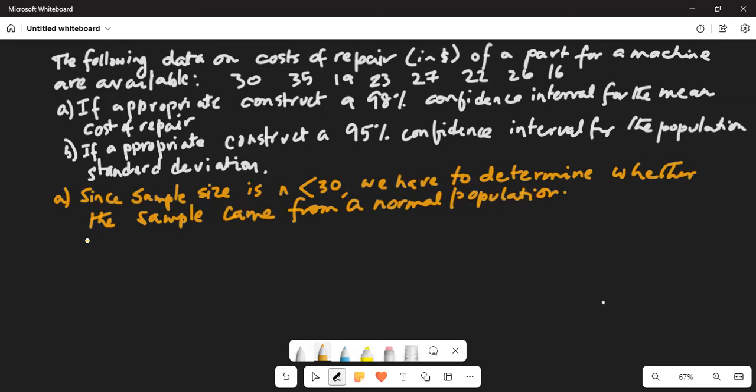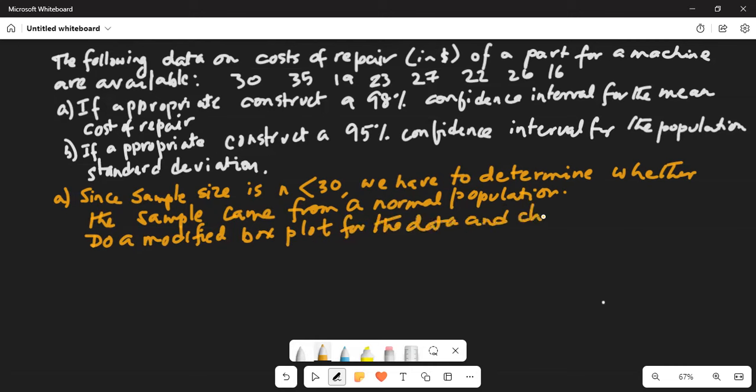The easy way to do it is a modified box plot for the data, and check for outliers. If there is any outlier, then the sample did not come from a normal population. If it did not come from a normal population, then we cannot construct the 98% confidence interval. So we use the TI-84.